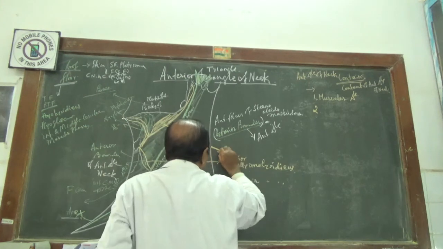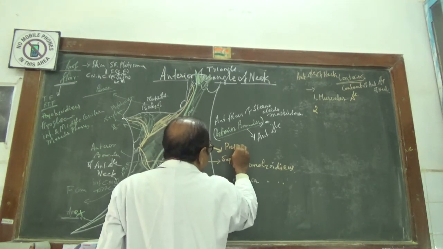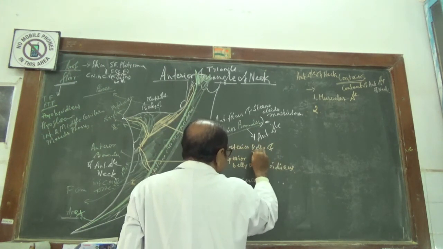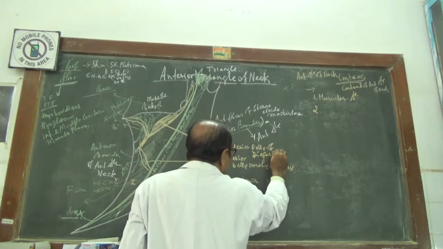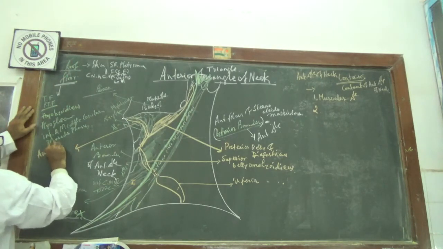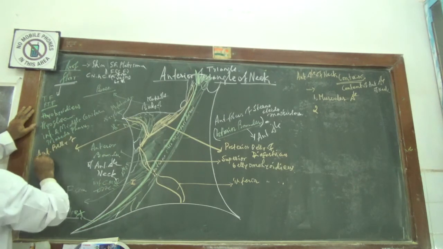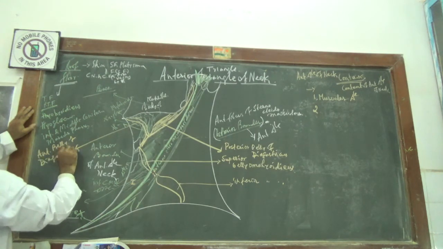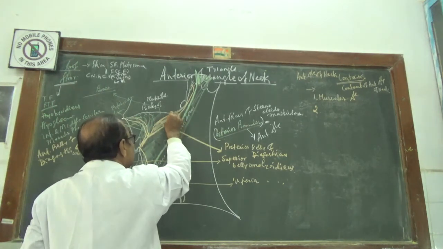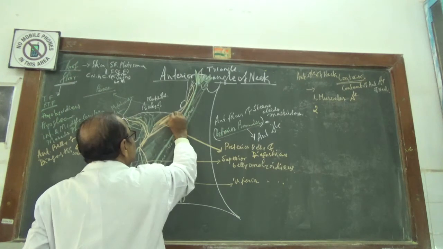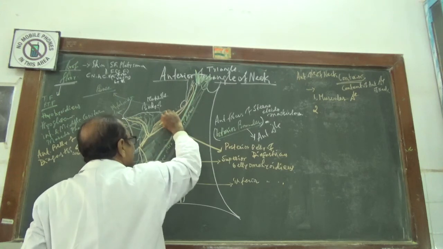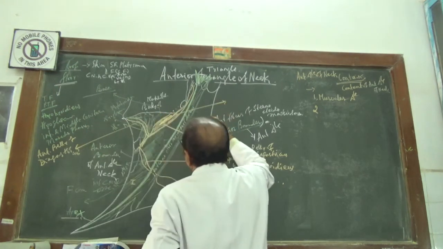This muscle is said to be the posterior belly of digastricus. This will be the anterior belly of digastricus, and you will have this muscle, I mean to say this and this, you have a separate one. Now this will be going here. Now this thing, I will take it into this here.